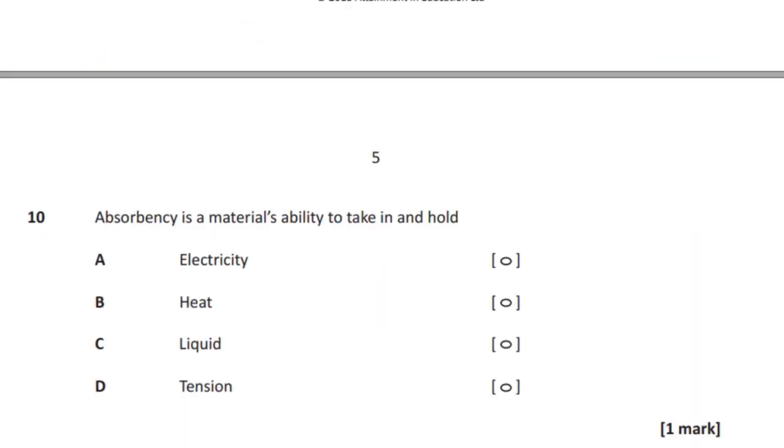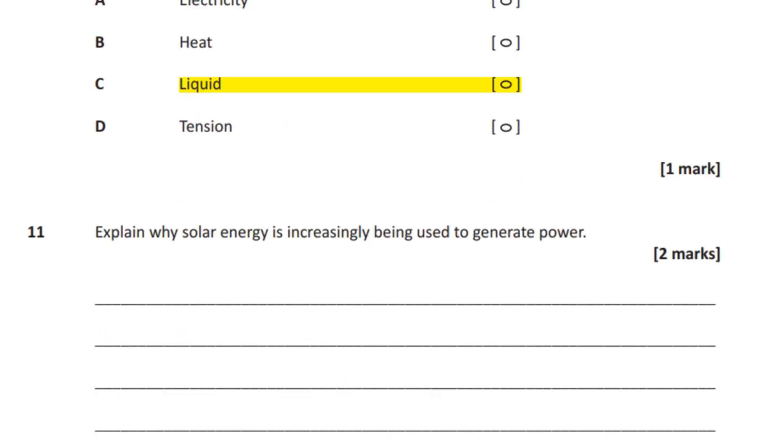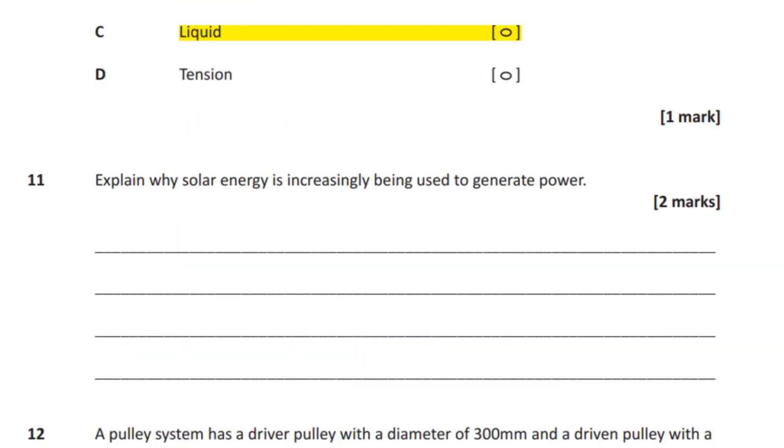Okay. Question 10. It says absorbency is a material's ability to take in and hold. It's not electricity. That would be to store electricity, which is like a battery. Heat. Things do absorb heat, but in this case, it's going to be to absorb liquid. Okay, so it's C.